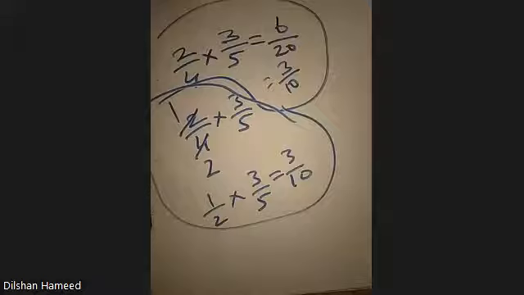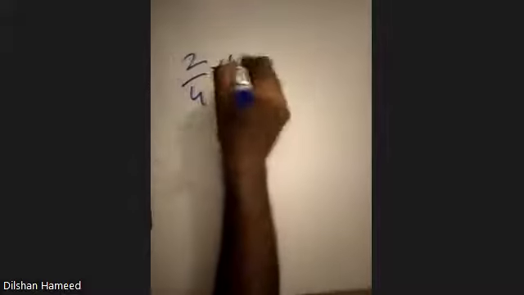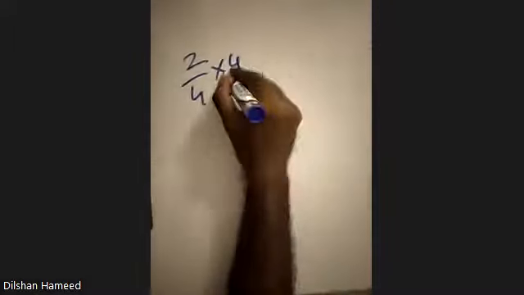Two upon four into four. What's that the question? 2 upon 4 into 4. Okay, that is 4 upon 1.